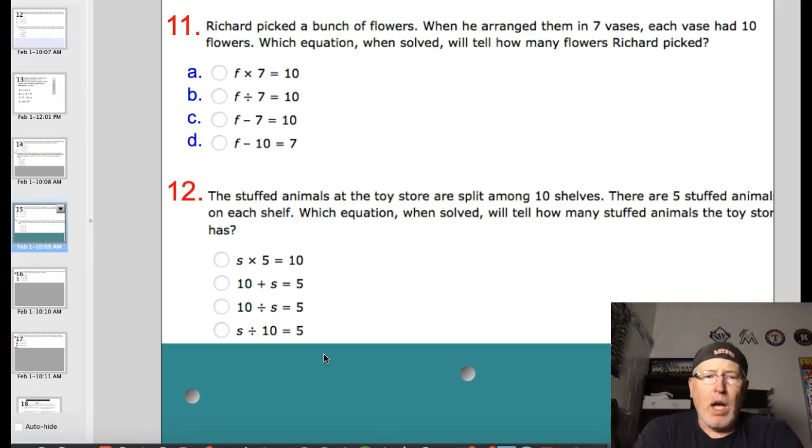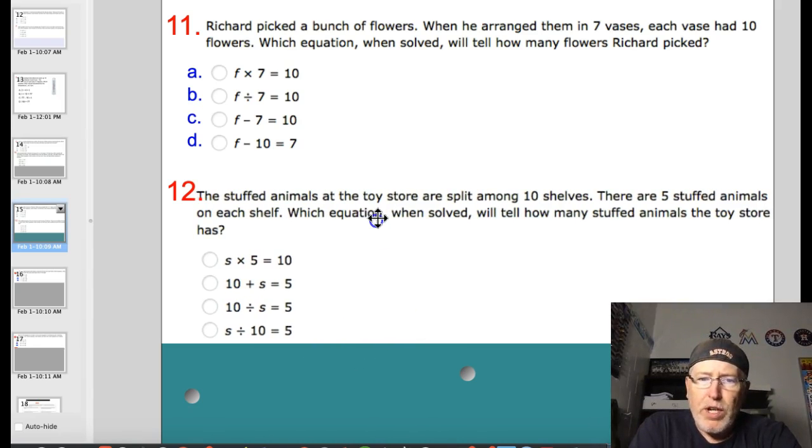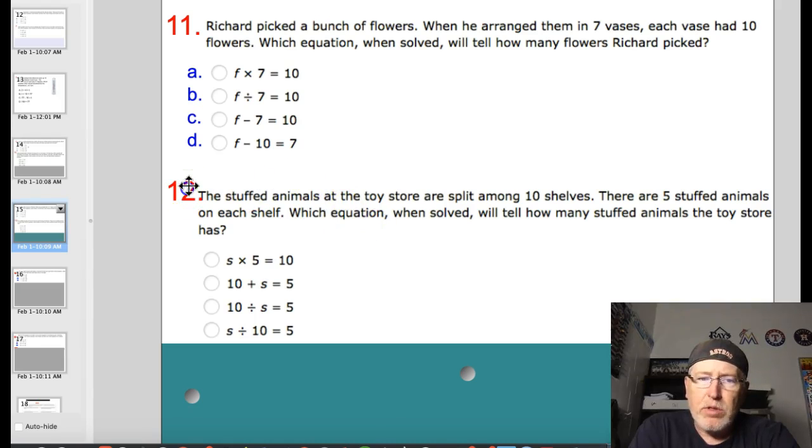All right, number 12. The stuffed animals at this toy store are split among 10 shelves. There are 5 stuffed animals on each shelf. Which equation, when solved, will tell how many stuffed animals the store has? All right, think about that.